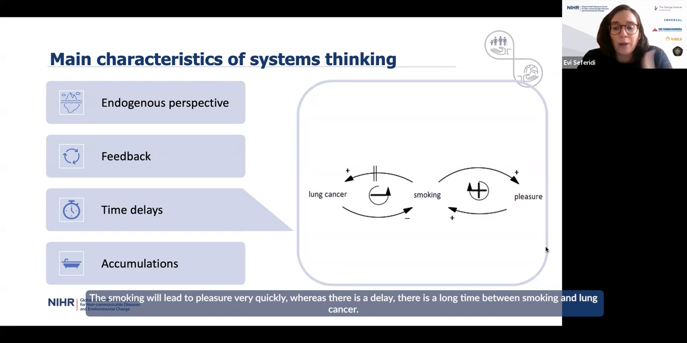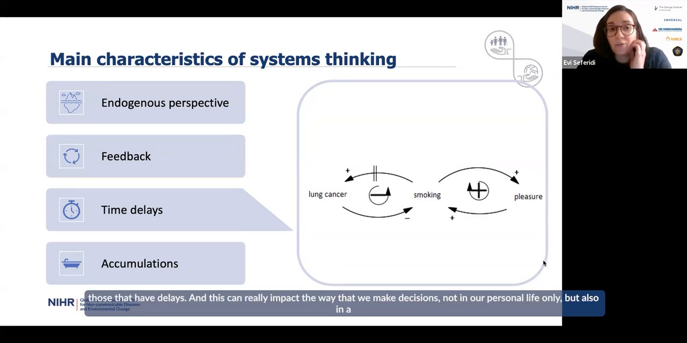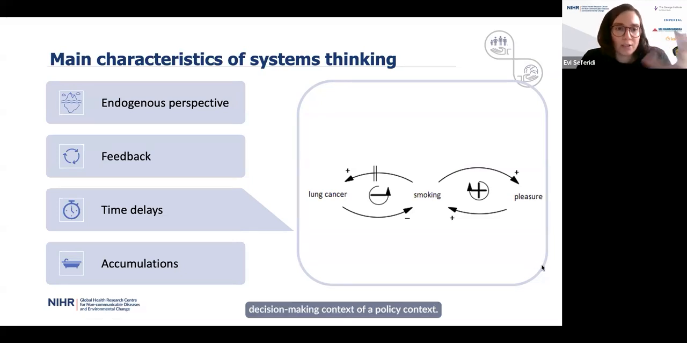the smoking will lead to pleasure very quickly, whereas there's a delay, there's a long time between smoking and lung cancer. And as people, we tend to react to the short-term impact of an action rather than the long-term impact of an action, those that have delays. And this can really impact the way that we make decisions, not in our personal life only, but also in a decision-making context of a policy context.